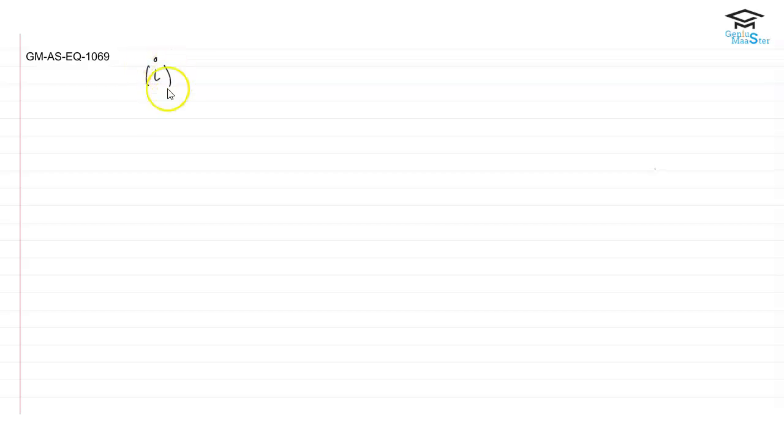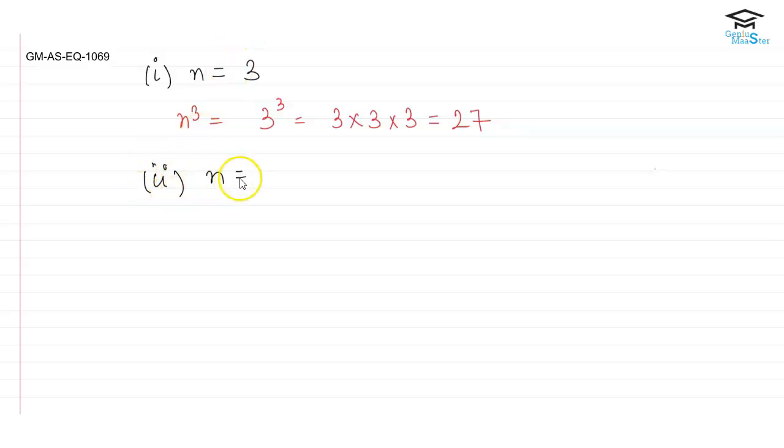So first we will take n as 3. N cube will be 3 cube, which is equal to 3 into 3 into 3. 3 into 3 is 9, 9 into 3 is 27. Second is n equals 5. N cube will be 5 cube, which is equal to 5 into 5 into 5. 5 into 5 is 25, 25 into 5 is 125.